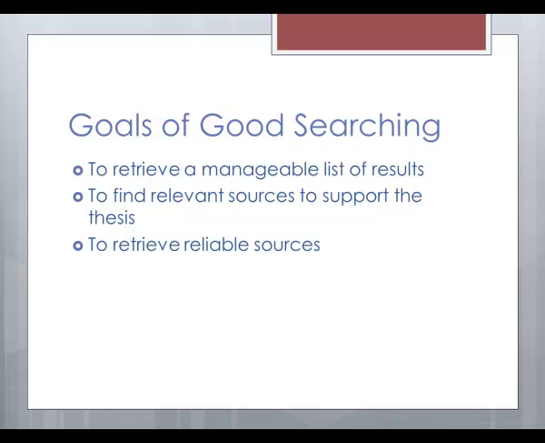The next goal is to find relevant sources to support the thesis. If none of the sources you find actually support the thesis, you will need to conduct another search until you find sources that will help you. Finally, the third goal is to retrieve reliable and credible sources from authorities in whatever field is being studied.